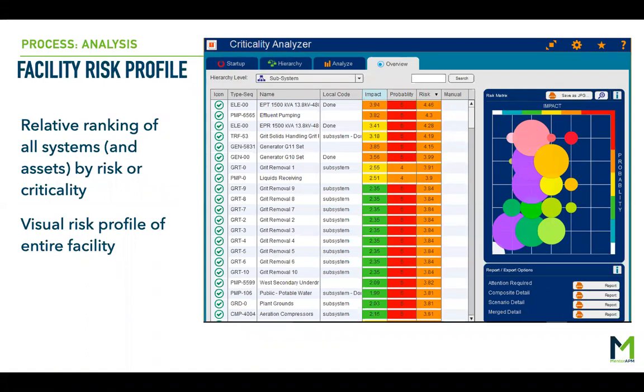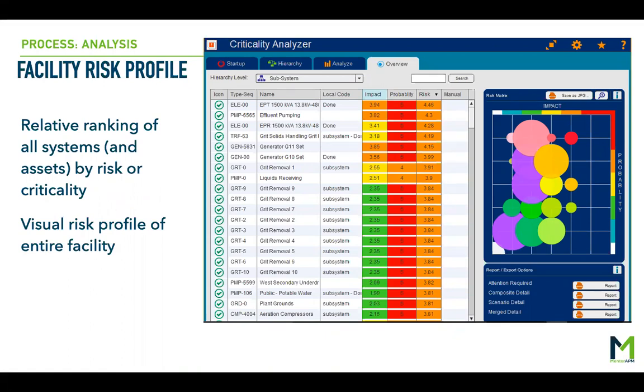One is a relative rank of all the systems and thereby all the assets as well, either by impact, which is criticality, or probability or frequency of occurrence, and risk. And so now we have a great relative ranking of these things, and there are reasons why a group of people are able to do this well and statistically insignificantly different from a numerical approach. But we won't get into that, but if you want information on that, you can look at our book. But it also provides a graphical view of the facility as a whole.